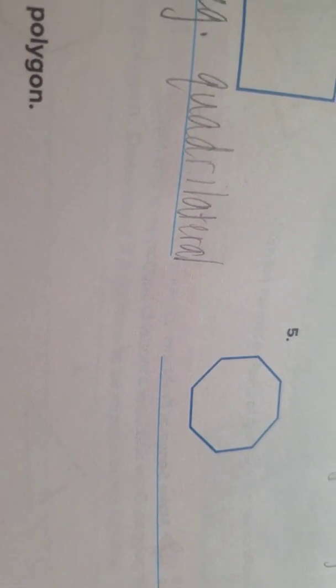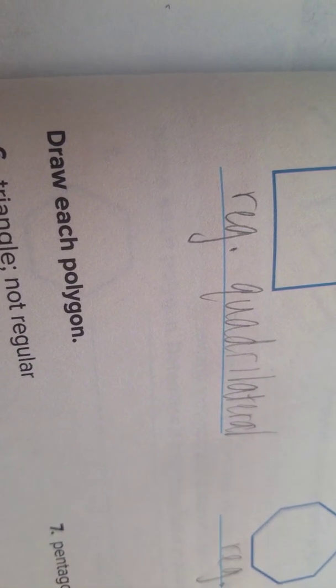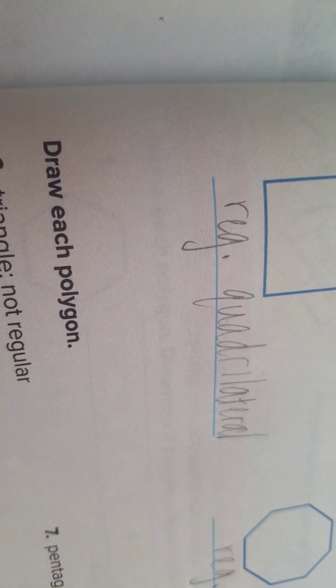And number 5, again, there's 8 sides. Go over to the 8. Does it look like the octagon that's regular? It sure does. Regular octagon.